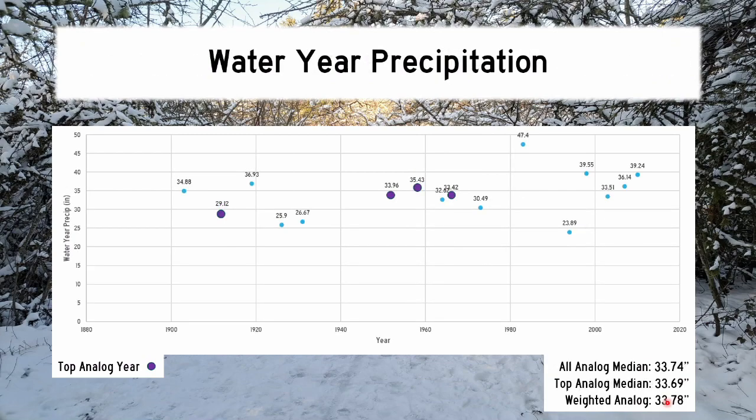Water year precipitation, most of the years came out near normal, with the remainder of the years being a slight tilt below normal. However, because a lot of these years did have a positive PDO, that does mean that the precipitation values might be skewed a little bit lower compared to what they should be, because a negative PDO like we're in actually increases our precipitation. So the all analog median is 33.74 inches, the top analog median about the same, and the weighted analog median about the same.